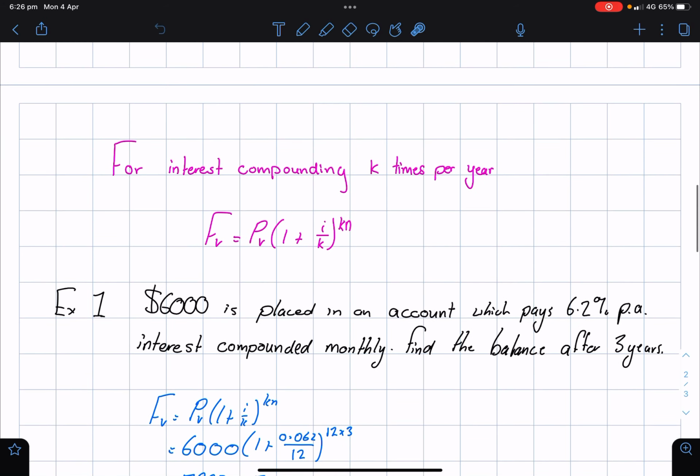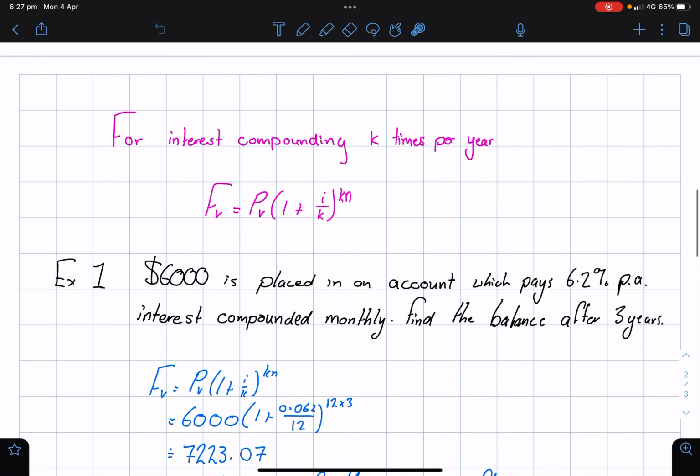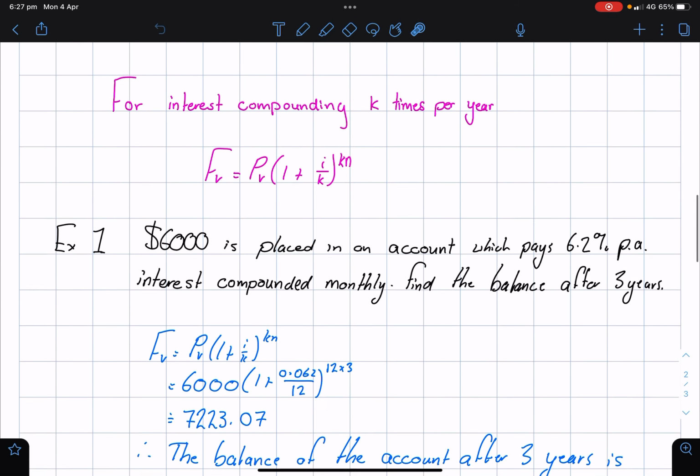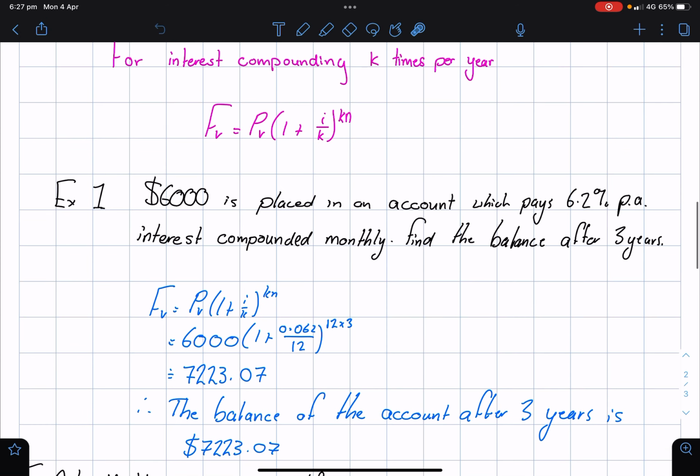So all we're doing is substituting all that information into our formula, putting that in the calculator, so our future value equals approximately 7,223.07. So then what we do with these questions, we need to state the answer. So therefore, the balance of the account after 3 years is $7,223.07, making sure we round to the nearest cent.